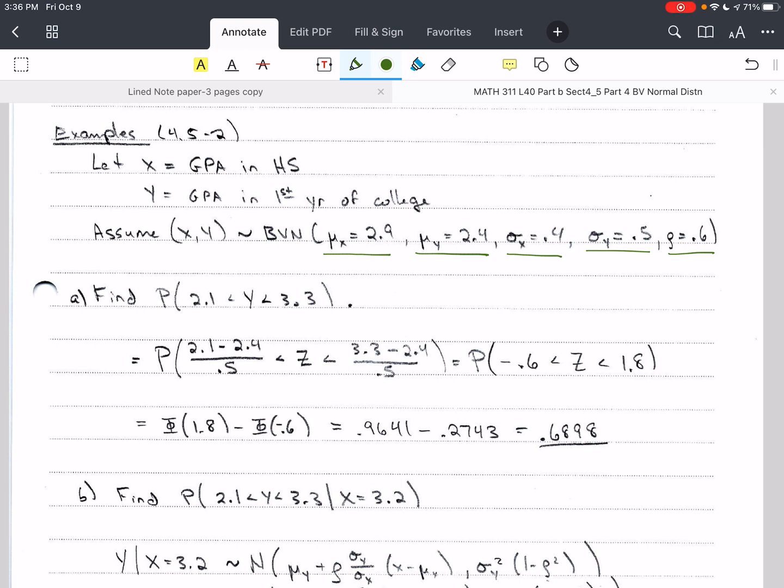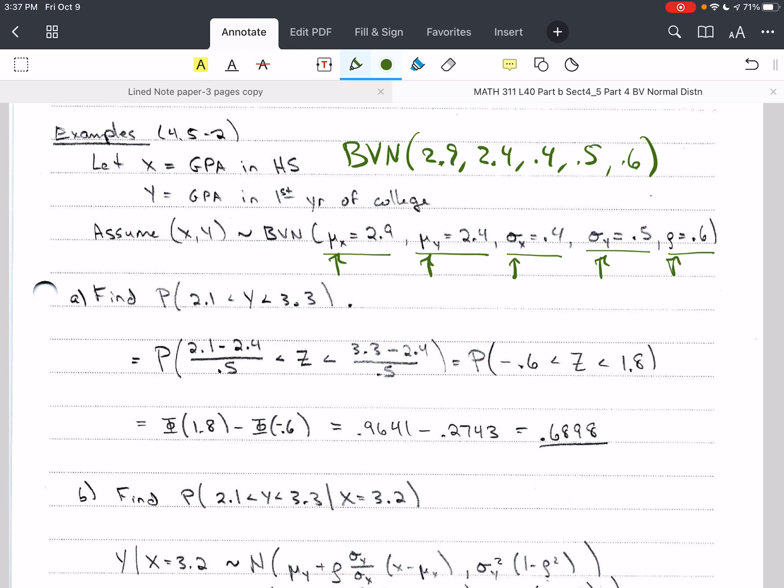You could encounter a problem that said bivariate normal, and then it would be 2.9, 2.4, 0.4, 0.5, 0.6. Make sure that you go in this order. I will try not to give you something like that, but if you do see it, then make sure that you go in the proper order.